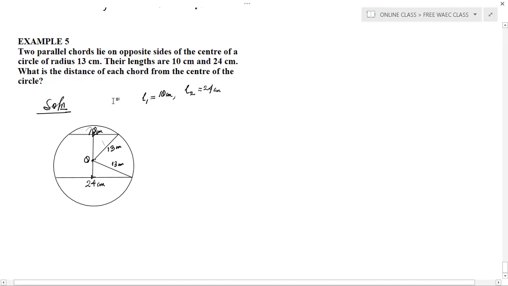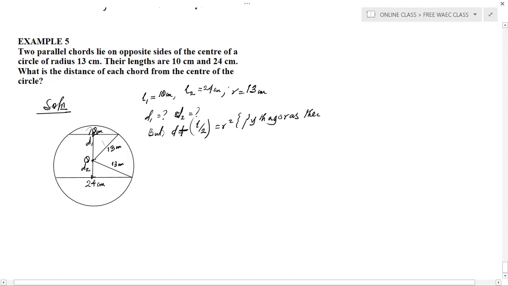So it means that we have to find, and we're given the radius. The radius is 13 centimeter. We have to calculate D1 and we have to calculate D2. So here will be D1, here will be D2. But all we know is that D squared plus (L over 2) squared equals R squared from Pythagoras theorem that we know.